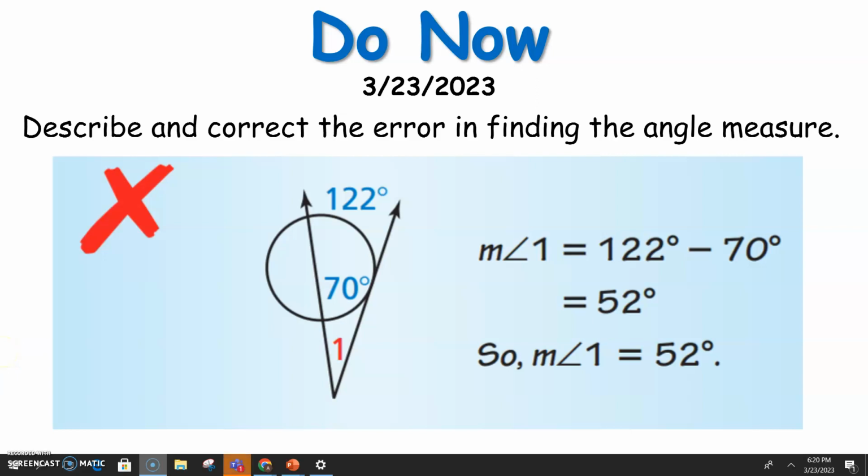All right, here's today's do now. Describe and correct the error in finding the angle measure. The measure of angle 1 is 122 degrees minus 70 degrees, which is 52 degrees. So the measure of angle 1 is 52 degrees. This is incorrect. Identify the error and make a correction. Pause the video and give it a try.